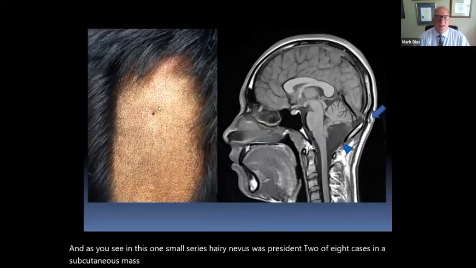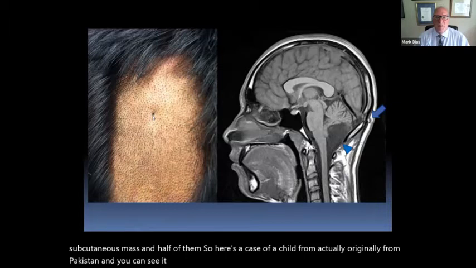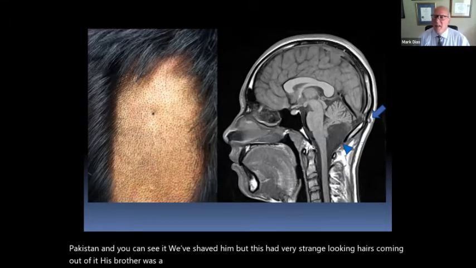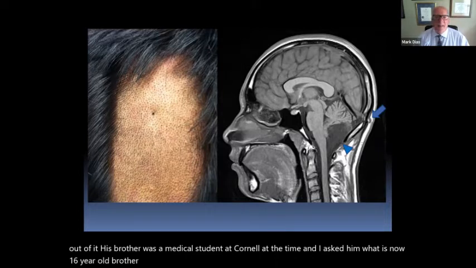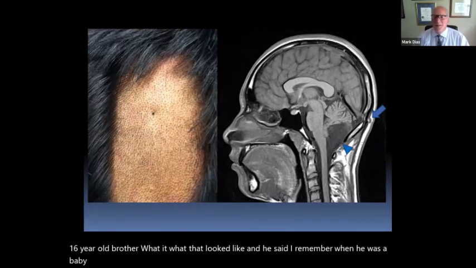So here's a case of a child originally from Pakistan. And you can see it, we've shaved him, but this had very strange looking hairs coming out of it. His brother was a medical student at Cornell at the time. And I asked him what his now 16-year-old brother looked like. And he said, I remember when he was a baby, he had these strange black hairs coming out of the back of his head, and we didn't know what those were.